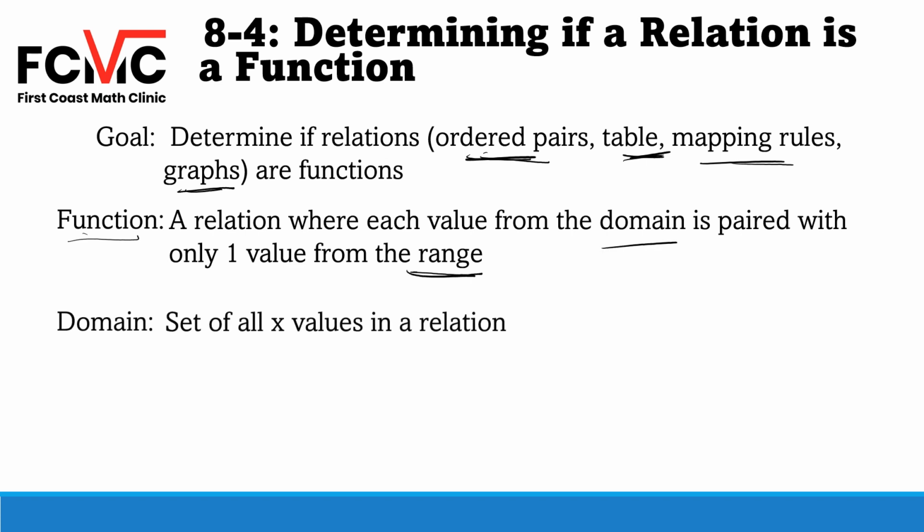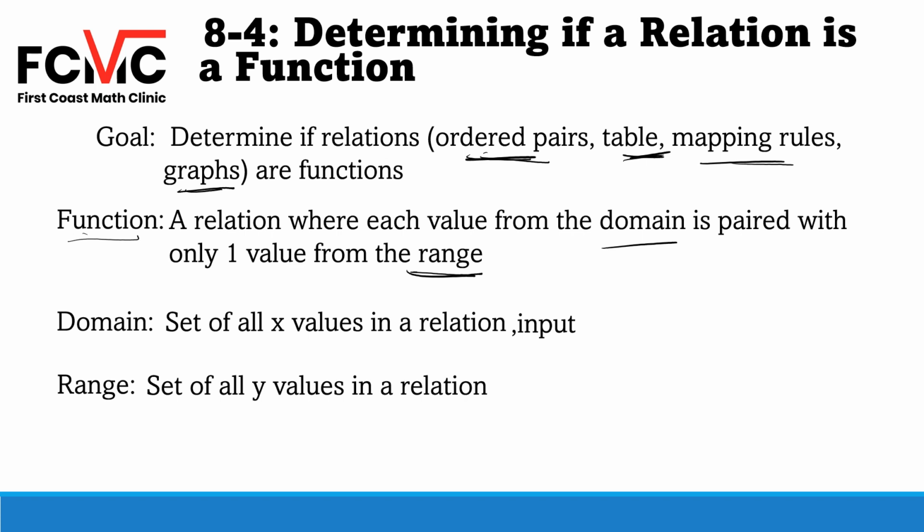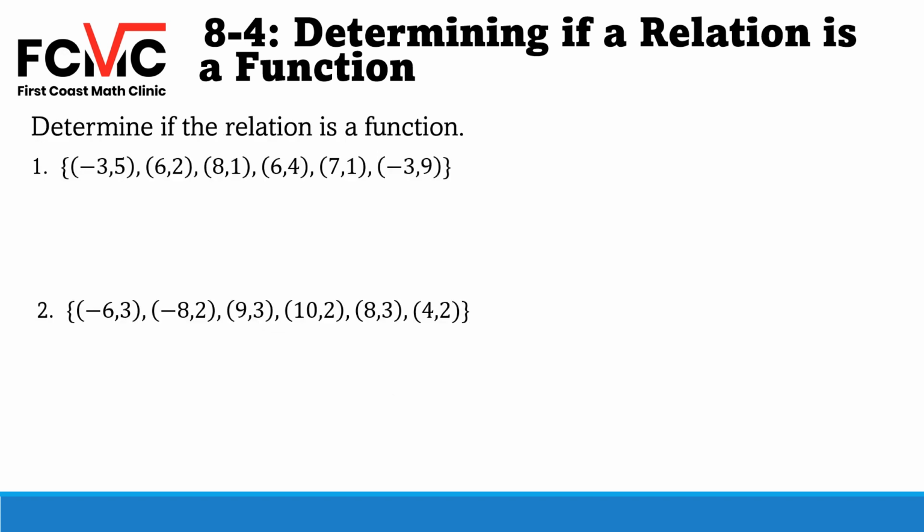So domain, we know, is the set of all x values in our relation, or our input. Range is going to be the set of all y values in the relation, or our output. All right, let's start with ordered pairs and determine if our ordered pair relationship is or is not a function. Right, so for numbers 1 and 2, we have relations as sets of ordered pairs, and we want to determine if these relations are functions.